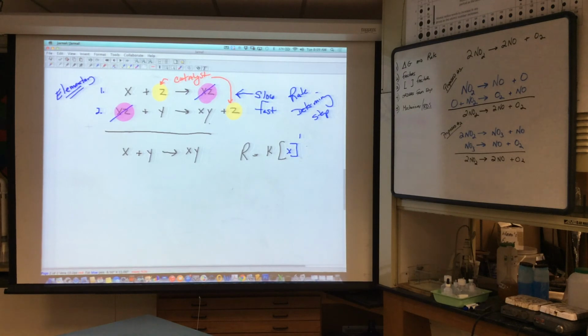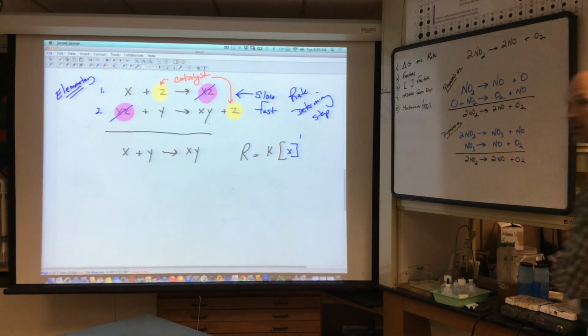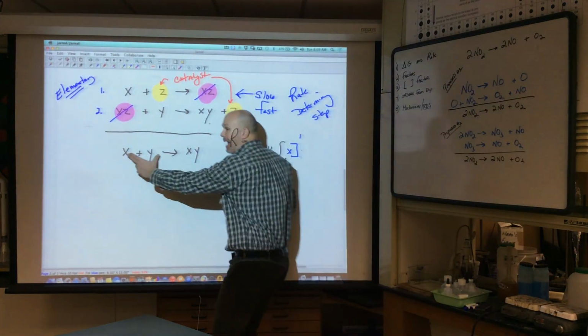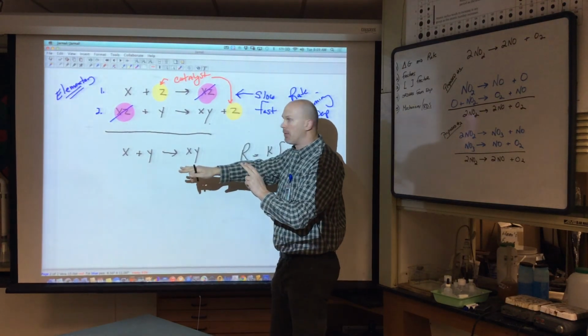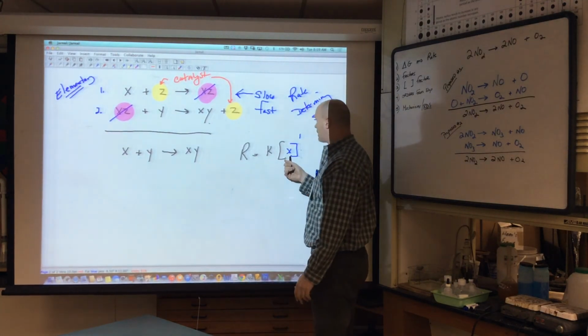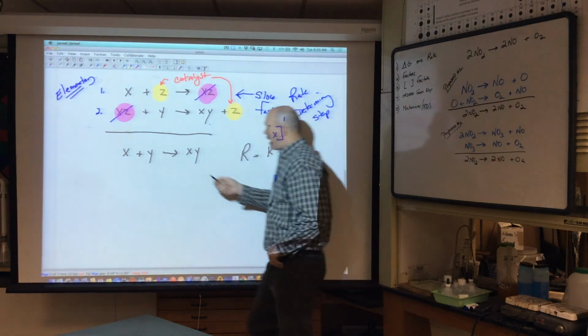I can't put Z in here. Z is a what? It's not a reactant. It's about the reactants. I can't put intermediates in here. So I'm just left with Z, X to the 1. But I've got a Y here.